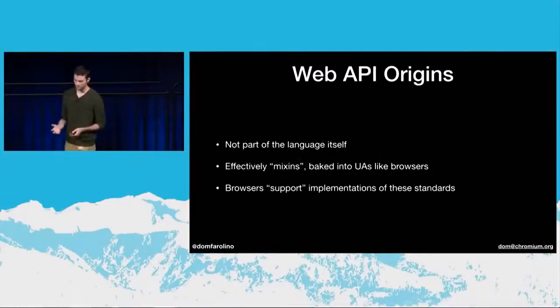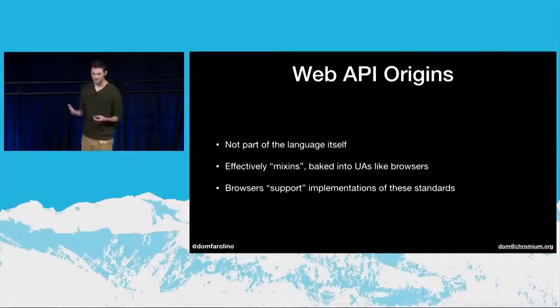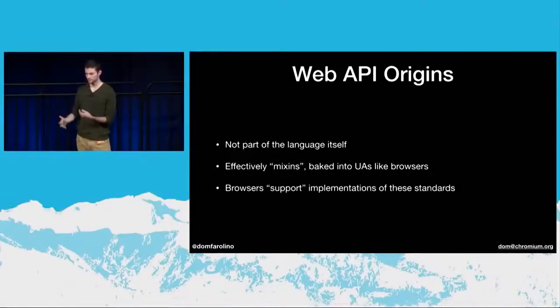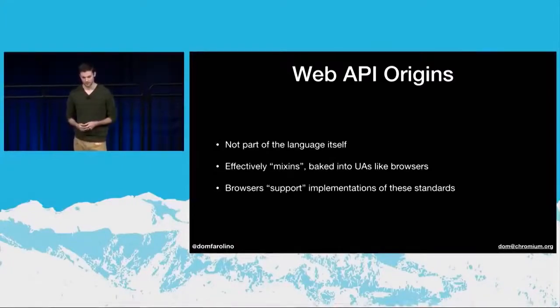So web APIs are not part of the ECMAScript language or JavaScript language. They're effectively mix-ins. They're baked into browsers, and browsers can support a version of ECMAScript as their JavaScript engine and a bunch of web APIs that tag alongside this version of ECMAScript and interplay with it. And so we have ECMA, right? They, and TC39, are responsible for standardizing ECMAScript and the JavaScript that we all know and love.